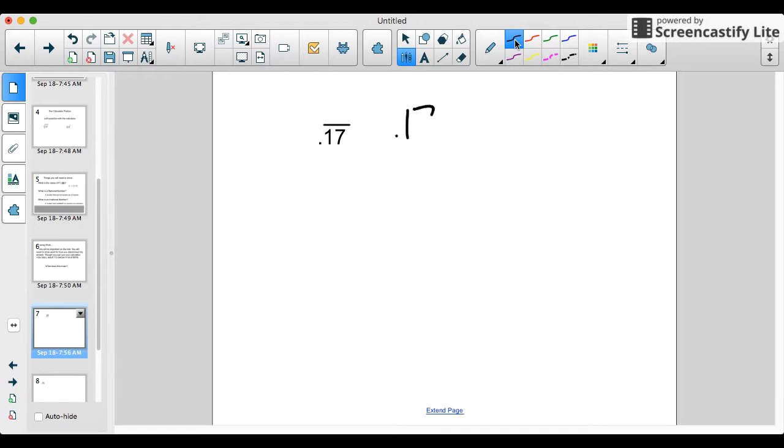Point 17, 17, 17, 17. And remember, with that repeating symbol, it goes on and on forever. So how do we solve this and turn it into a fraction?